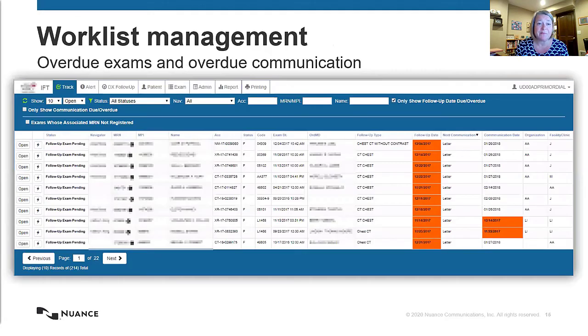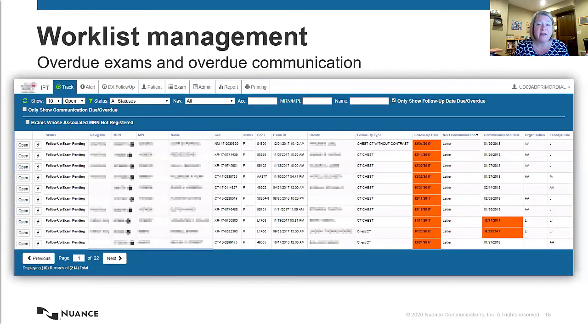Next slide. So this is just an example of a tracking board for overdue exams and overdue communications that you may be wanting to work through through the solution. So making it easy for these navigators to track where it's been.